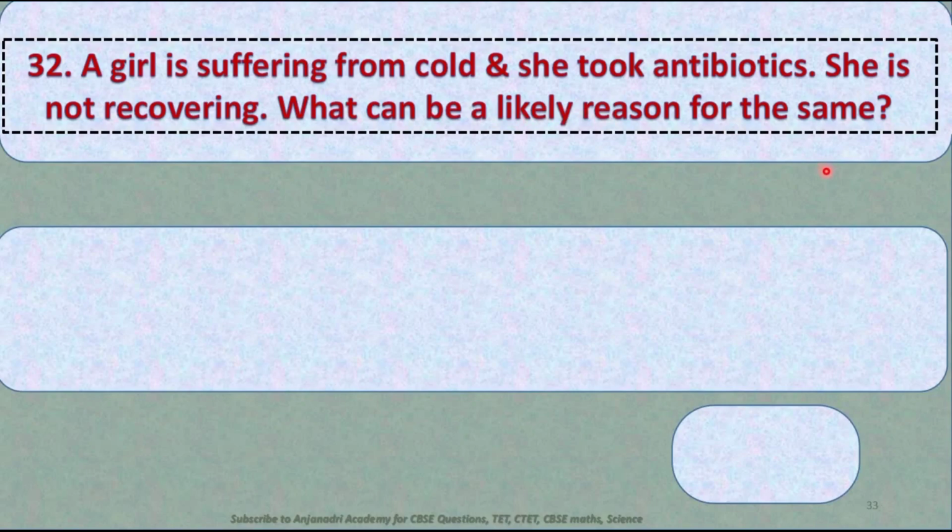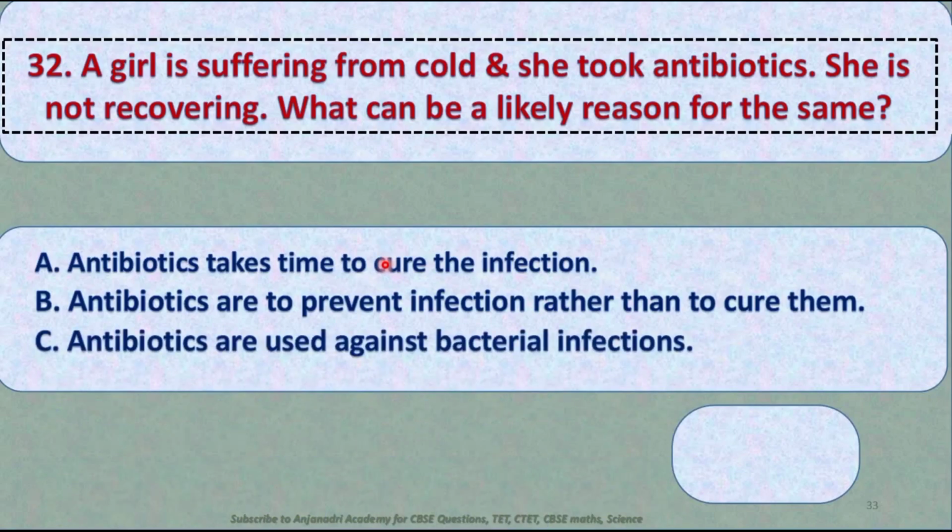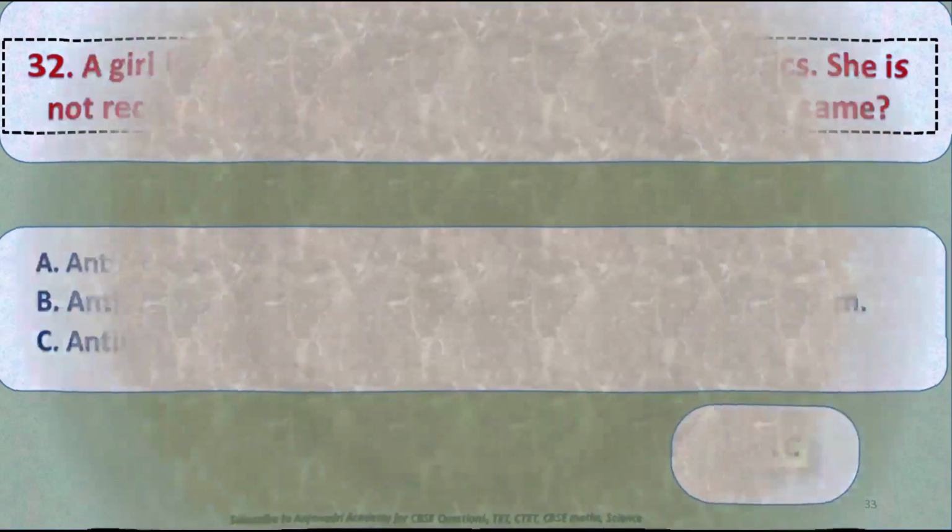A girl is suffering from cold and she took antibiotics. She is not recovering. What can be the likely reason for the same? Antibiotics take time to cure the infection. Antibiotics are to prevent infection rather than to cure them. Antibiotics are used against bacterial infections. The correct answer is option C. Antibiotics work only against bacterial diseases. They are not effective against viral diseases.